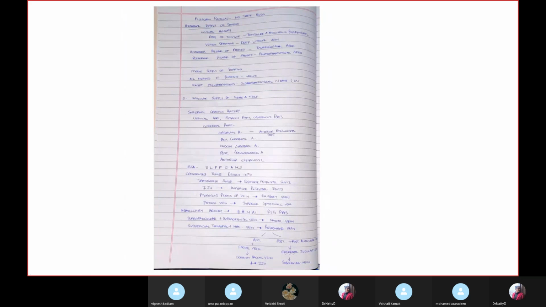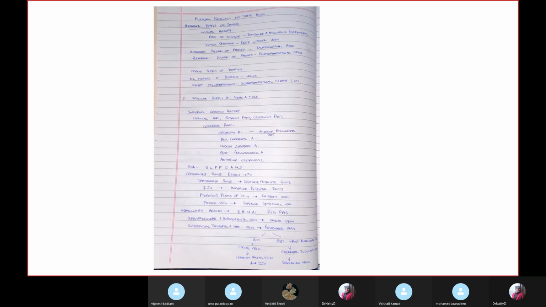Then the taste sensation. We have 4 papillae: foliate papilla, filiform papilla, fungiform, and circumvallate. Maximum number of taste buds are present in circumvallate papilla and no taste buds in filiform papilla. So these are the 2 things which you should know about papillae.